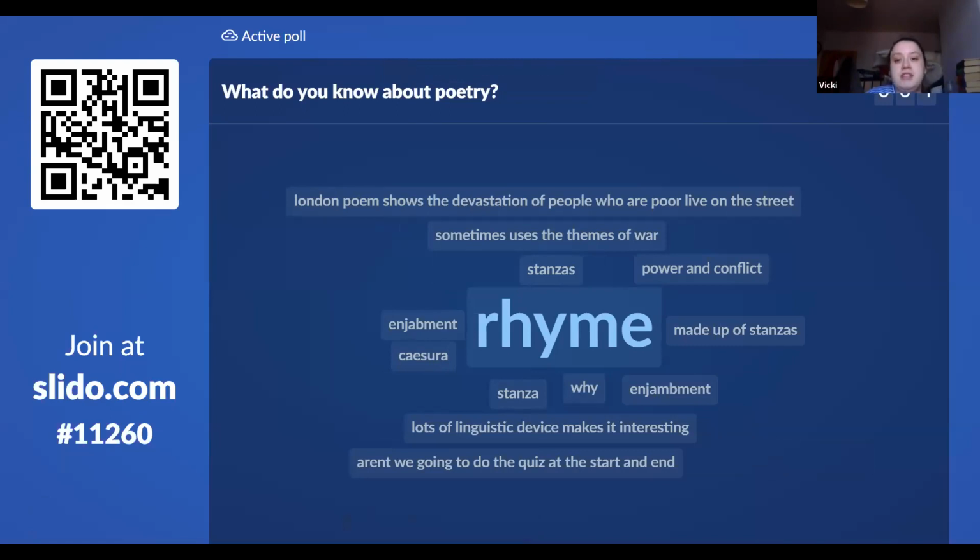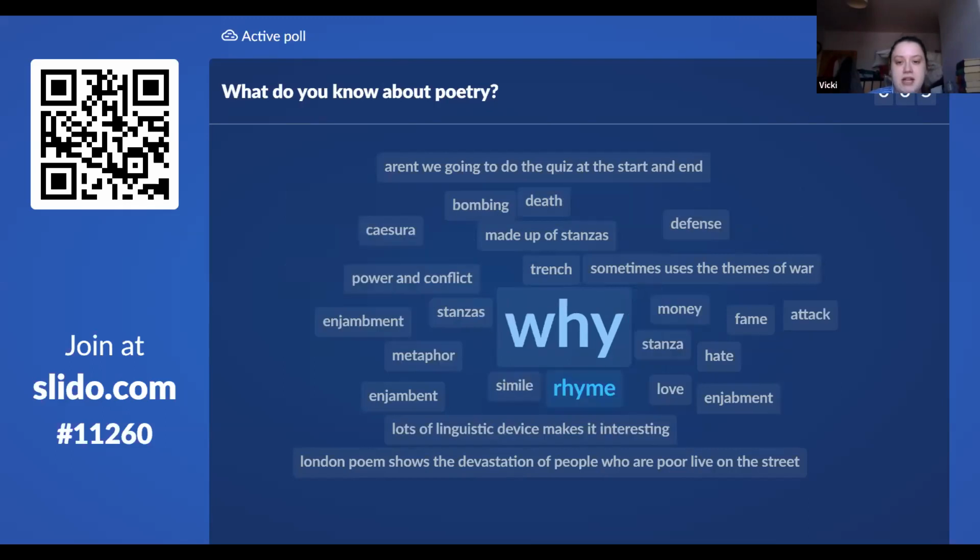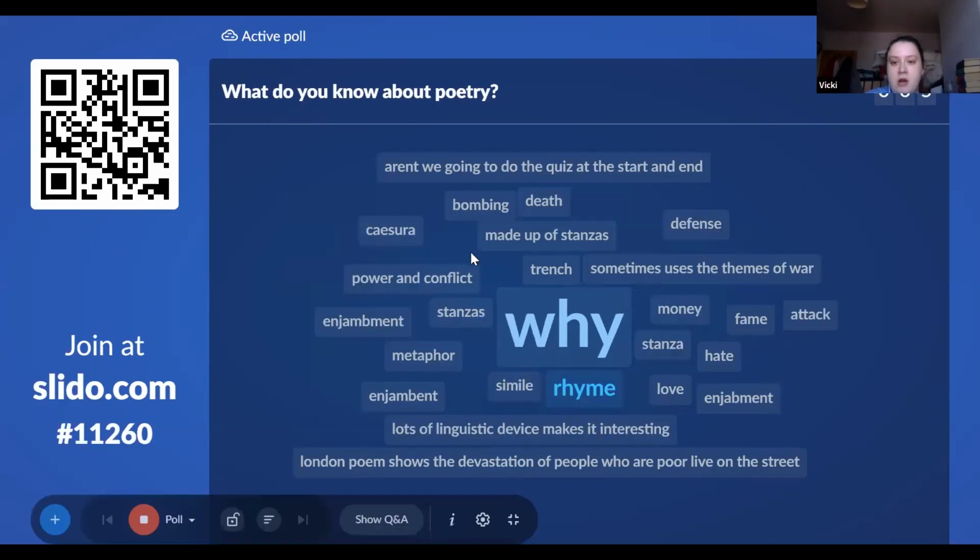London poem shows devastation of people who are poor. Absolutely, that's really nice. Fabulous. Bombing, death, yeah, love, defense, money, yeah, so we've come up with a lot of stuff.